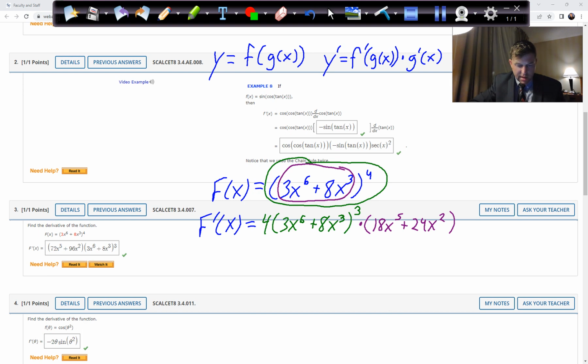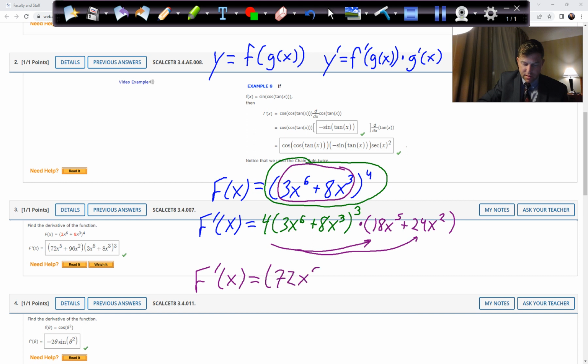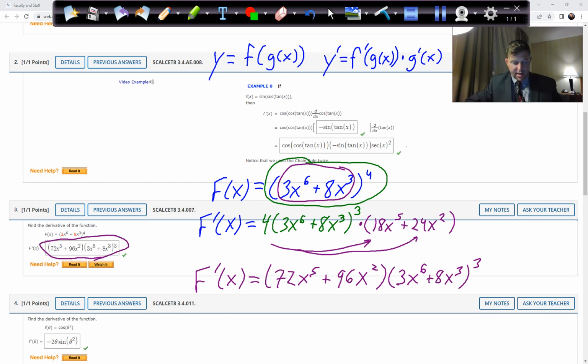And let's see, I guess the only thing I did was distribute this 4 into each of these terms and write that first. So I wrote it as 4 times 18 is 72, x to the 5th. 4 times 24 is 96, x to the 2nd. So that 4 is gone, it's into these two numbers. Then we can just write the second bubble exactly as it is. 3x^6 plus 8x^3, whole thing to the 3rd. That should match exactly like that.